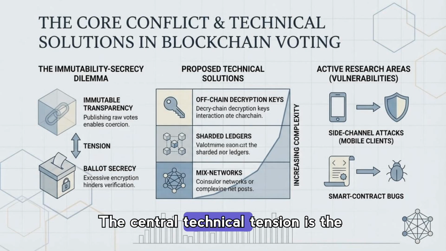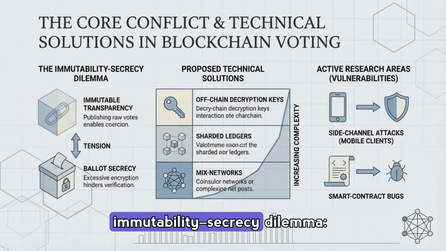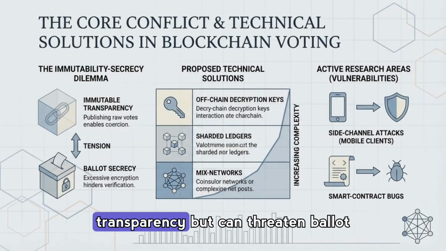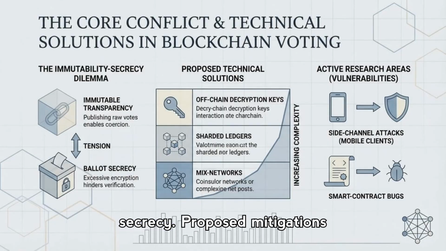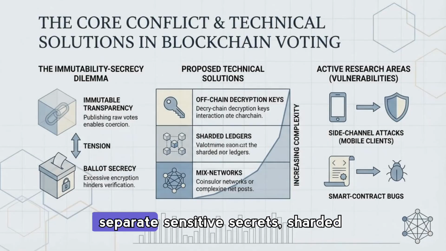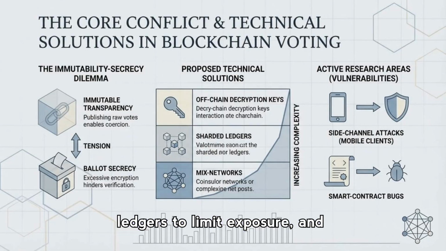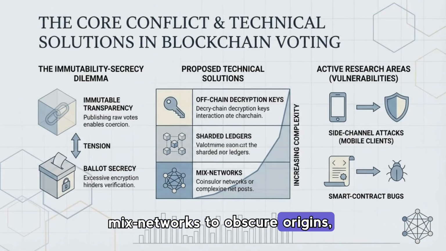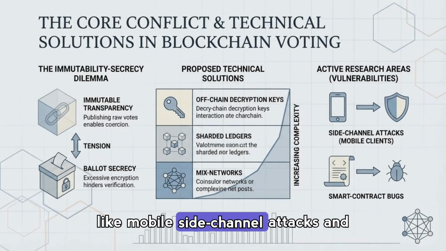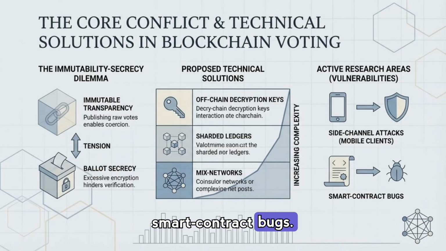The central technical tension is the immutability-secrecy dilemma. Publishing raw votes boosts transparency but can threaten ballot secrecy. Proposed mitigations include off-view chain decryption keys to separate sensitive secrets, sharded ledgers to limit exposure, and mixed networks to obscure origins, while research continues on threats like mobile side channel attacks and smart contract bugs.